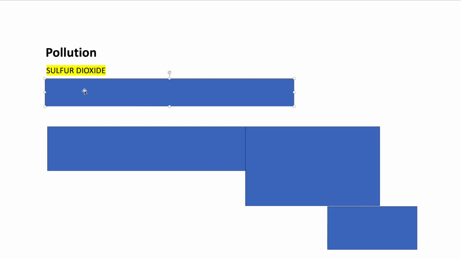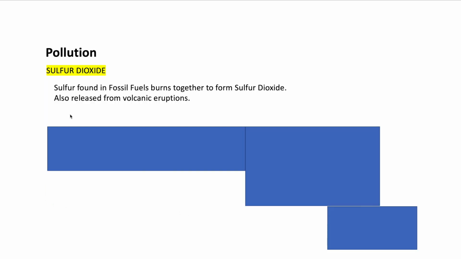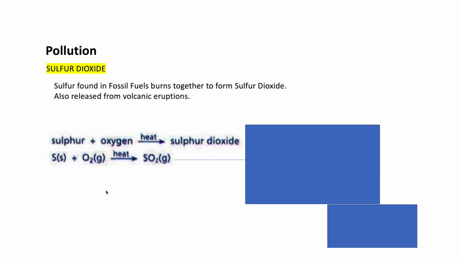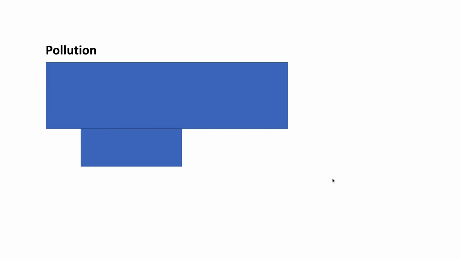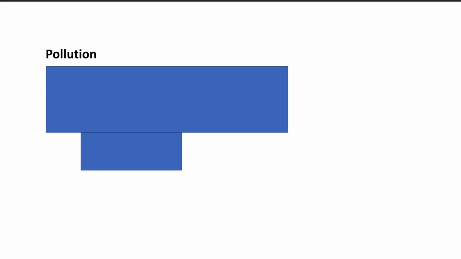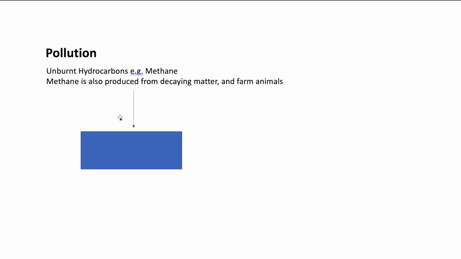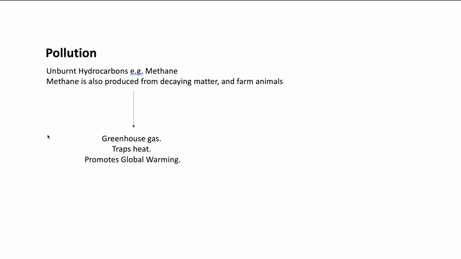Oxides of nitrogen also form acid rain that destroys the environment. Next will be sulfur dioxide. Sulfur dioxide is formed by combustion of fossil fuels as well as volcanic eruptions. And because sulfur dioxide and oxides of nitrogen are non-metal oxides, recall the earlier topic, they are acidic oxides. They form acids with water in the air and turn into acid rain to damage the environment. Next will be things like unburnt hydrocarbons from car exhaust, and methane from decaying matter or produced by animal livestock. And methane is a greenhouse gas. It traps a lot of heat in the atmosphere.